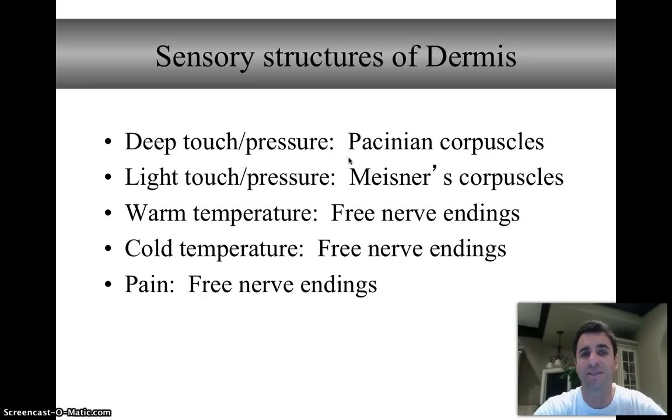These free nerve endings are the same for warm and cold temperatures. And then pain is also free nerve endings, but slightly different. But this is why hot and cold can cause pain like other types of things.